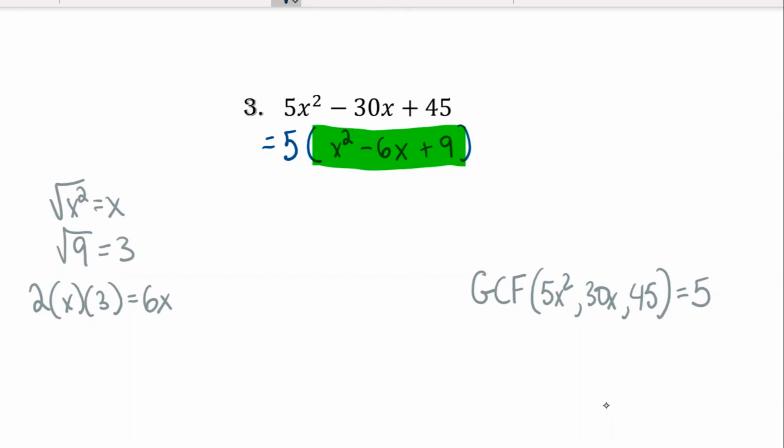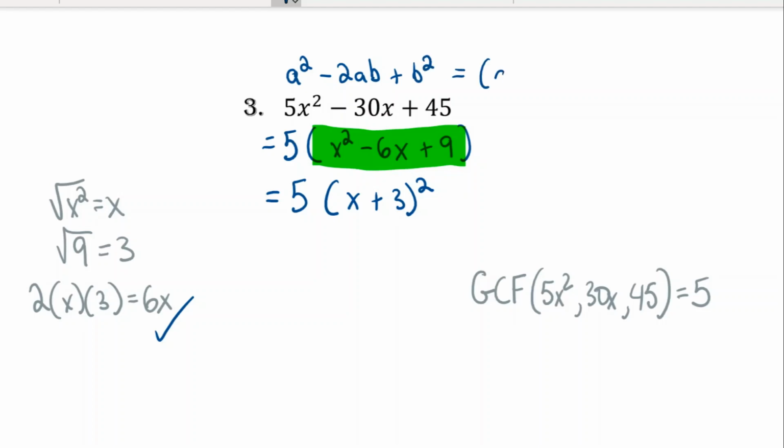Now we can say 5 times. Instead of doing our first result plus 3 squared, we need to recognize that there is a subtraction here, whereas before we had an addition in the middle. So in this case, our pattern is a squared minus 2ab plus b squared. That is going to be a minus b all squared. So we don't do x plus 3. All we do differently is x minus 3, all squared. And then that's just times 5.